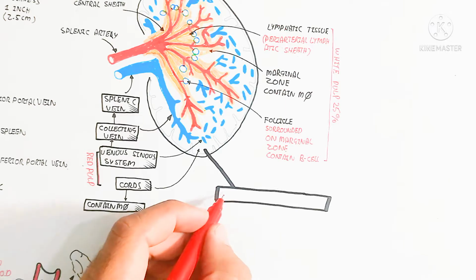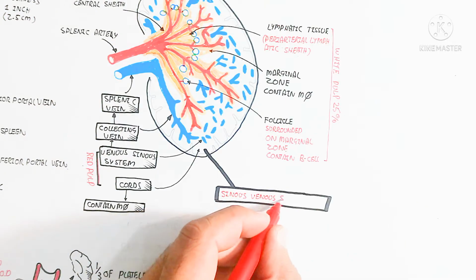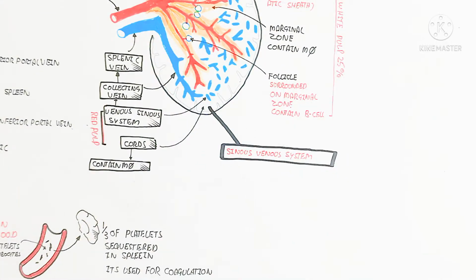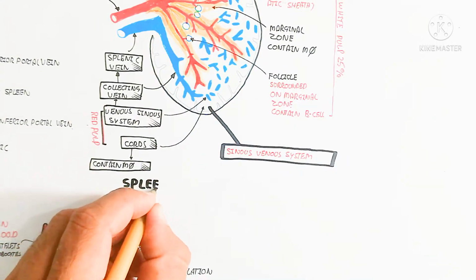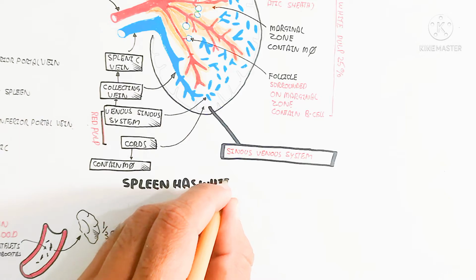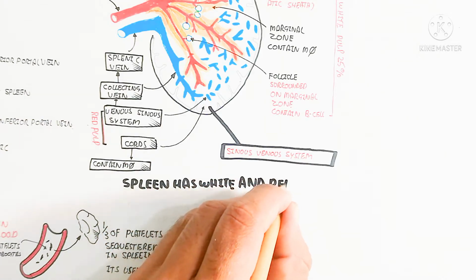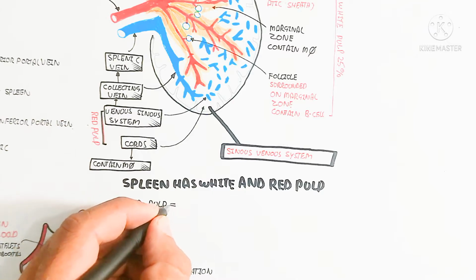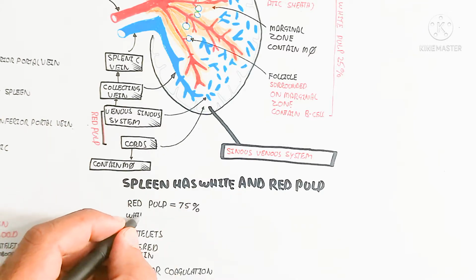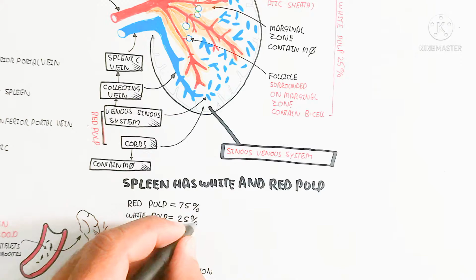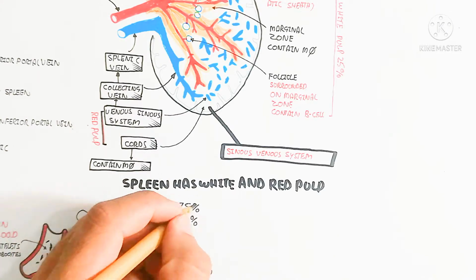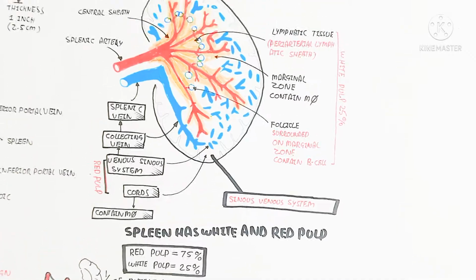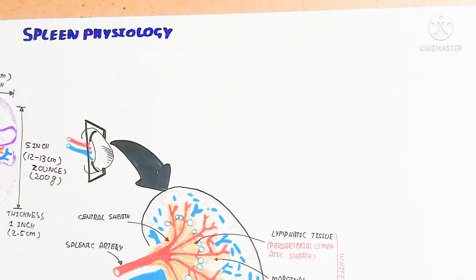The sinus venous system is basically used for perforation and filtration of the red blood cells, and the old red blood cells will not move back through the sinus venous system into the splenic vein. In this way the macrophages will engulf and destroy them. So red pulp is 75%; the spleen has white and red pulp, and the white pulp is 25% in ratio.